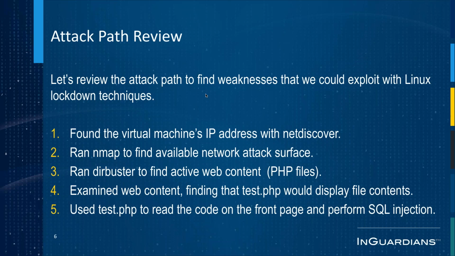So here's how our attack path worked. So first, we used NetDiscover to find the virtual machine's, the Billu box IP address. Then we ran nmap to find out what programs were listening on the network. We found a web server and an SSH server. We ran DirBuster to find PHP files, to find the active web content that was there. And then we started reading over that web content, and we found test.php was this nice vulnerable program that probably wasn't ever intended for any users to see. It was probably just there as some developer content, and it'll display file contents.